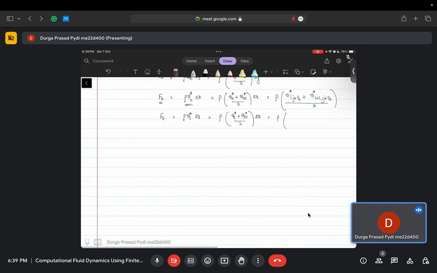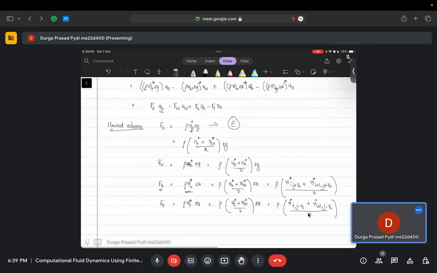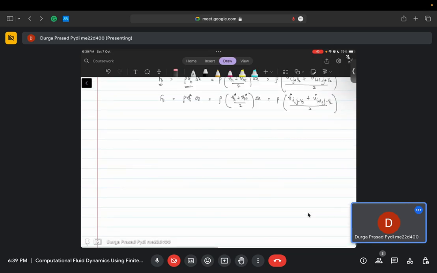Or if you write in the indicial form, it will be V star i j minus half, i plus 1 j minus half by 2. So now you have your LHS. The next part is the RHS part. For this particular case it is straightforward. So you have gamma times, gamma is essentially mu here.